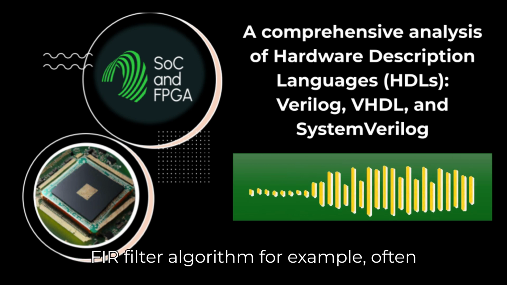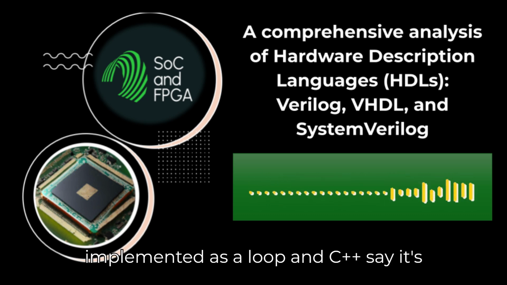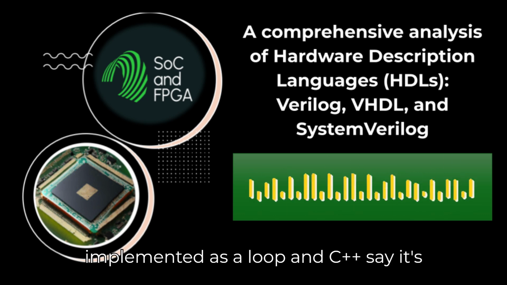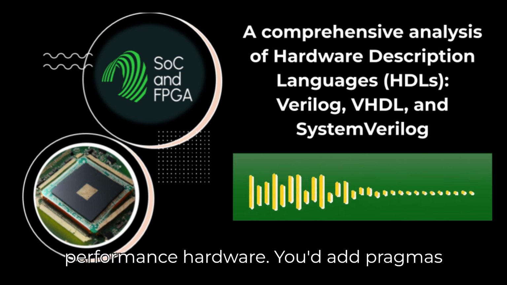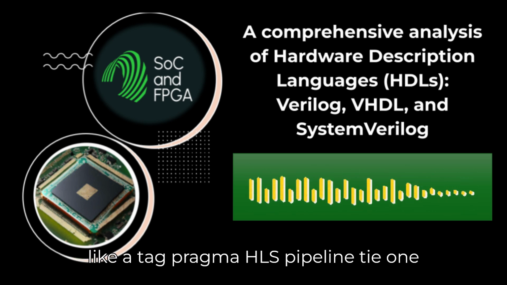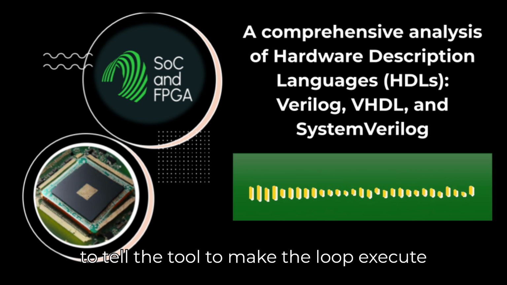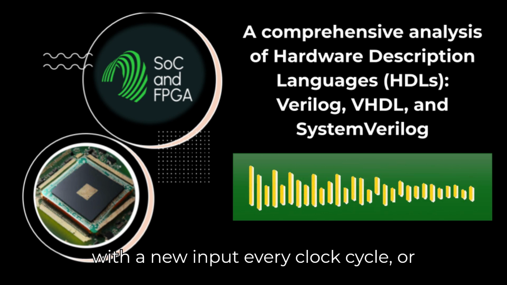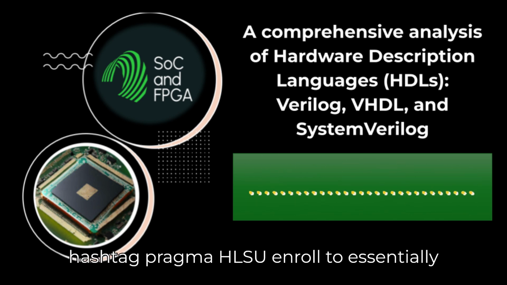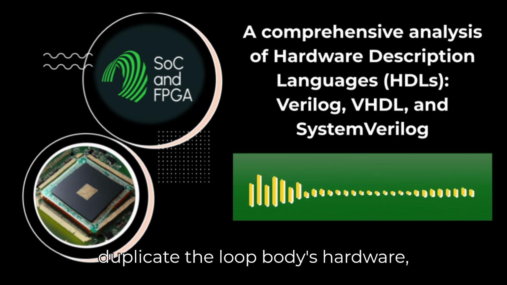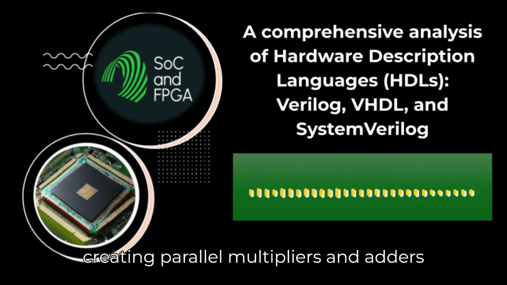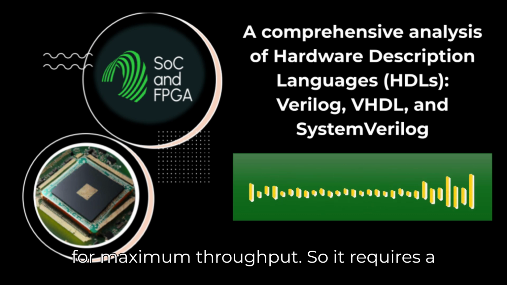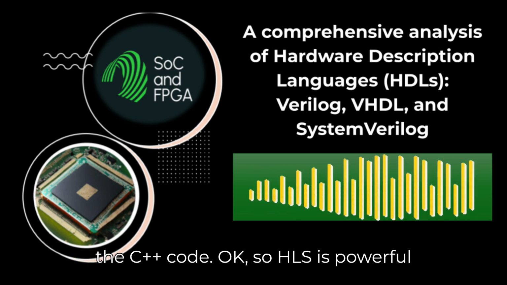Take a FIR filter algorithm, for example, often implemented as a loop. In C++, say it's just a sequential loop. To get high-performance hardware, you'd add pragmas, like #pragma HLS pipeline II=1 to tell the tool to make the loop execute with a new input every clock cycle. Or #pragma HLS unroll to essentially duplicate the loop body's hardware, creating parallel multipliers and adders for maximum throughput. So it requires a different way of thinking when writing the C++ code.